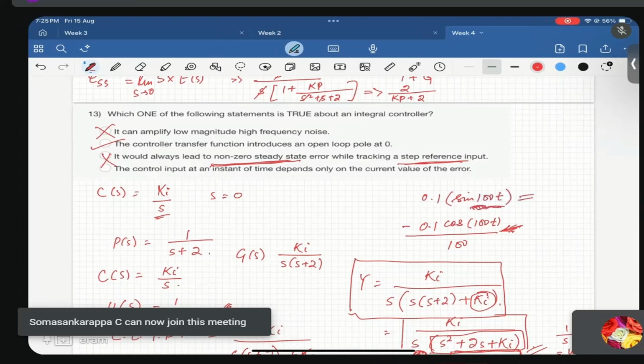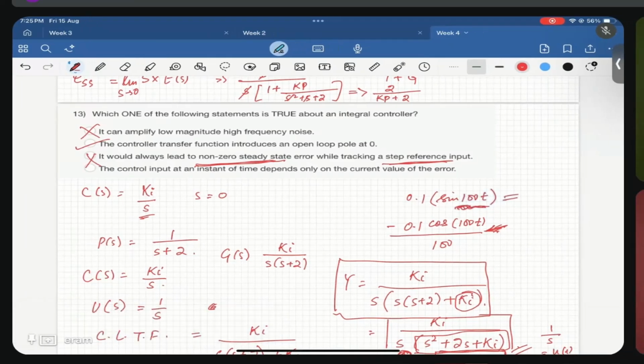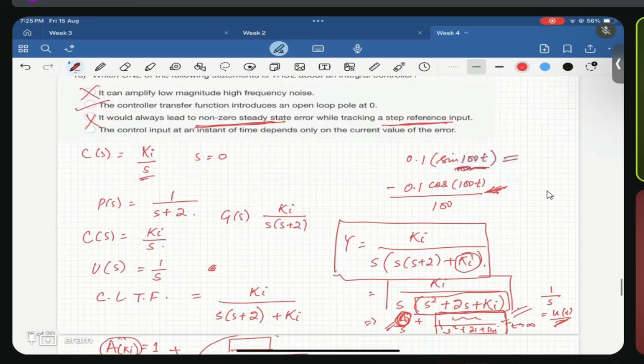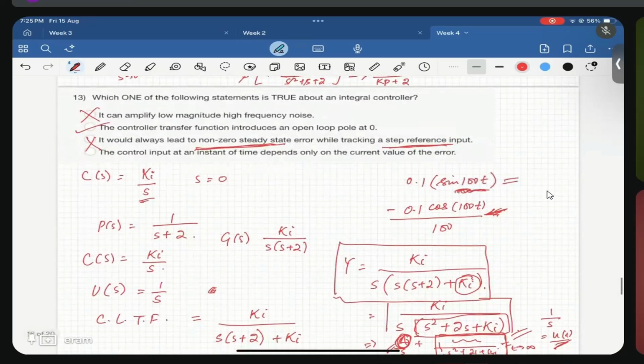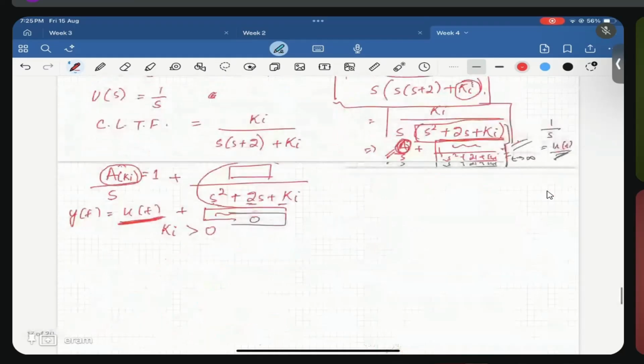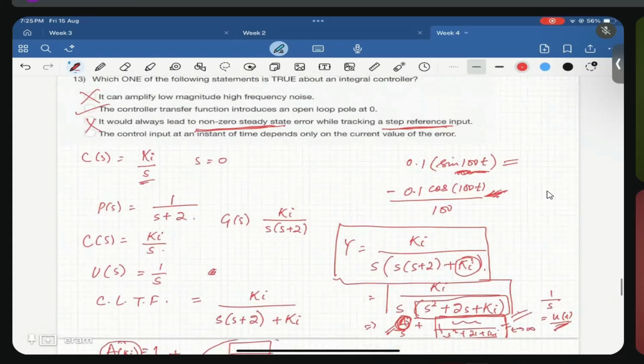In the last option, it is saying that the control input at an instant of time depends only on the current value of the error. No, it also takes into consideration the past values, because it is integration, and integration depends on the summation of all the past values and the present. So this option is also not correct.